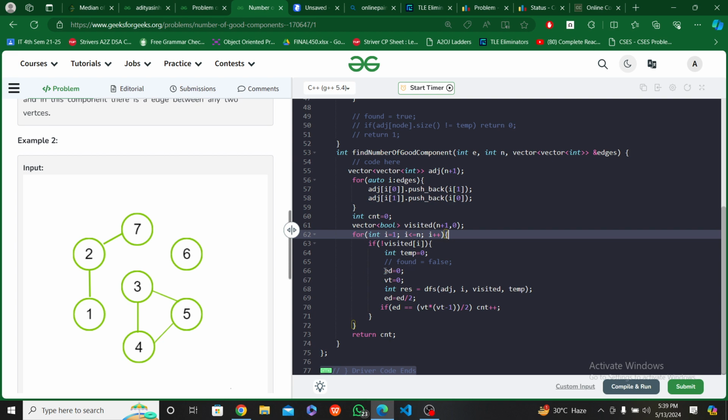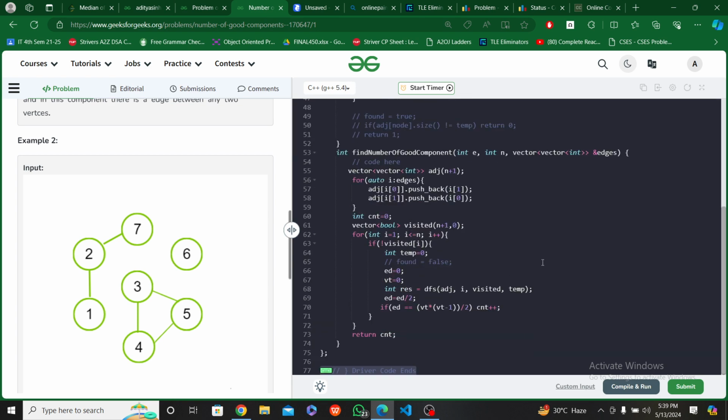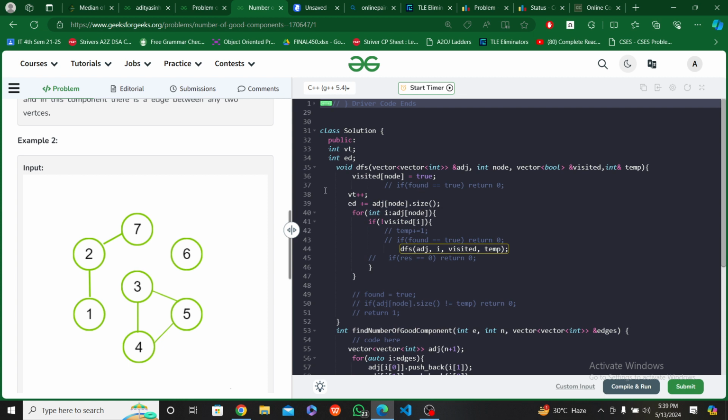Okay, so I will call here, and I will maintain two variables, vertex and edge. Vertex decides the number of vertices, edge decides the number of edges. So I will call DFS here. For the first call, it will go and count the vertex as I explained before, and edges we will calculate from adjacent node dot size. So we get edge, or we get vertex.